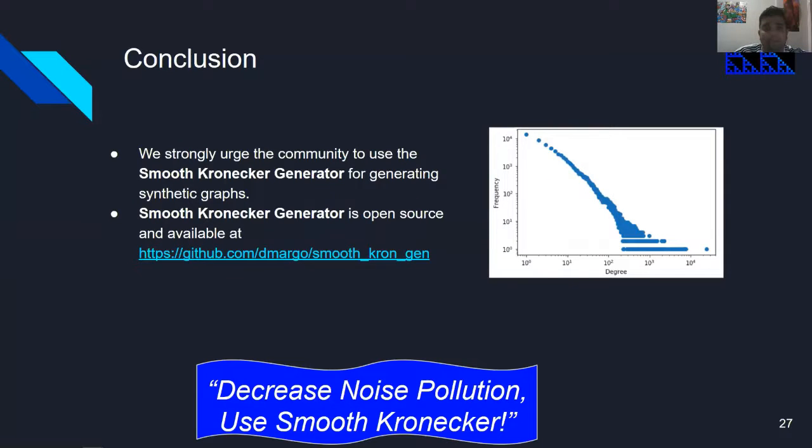In conclusion, we would like to urge the community to adopt the Smooth Kronecker for generating synthetic graphs for scalability experiments. The Smooth Kronecker generator is open source and publicly available for use on GitHub.